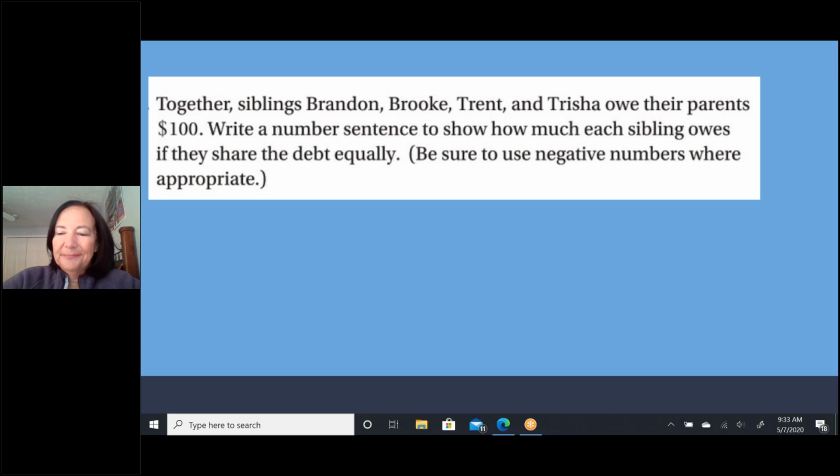Okay, so if they owe her $100, then they are negative 100, right? That's correct. Good. And then if they do negative 100 plus positive 25, then they will be, wait, a negative 100 plus 25, times 4.